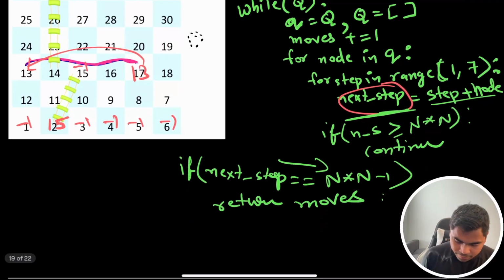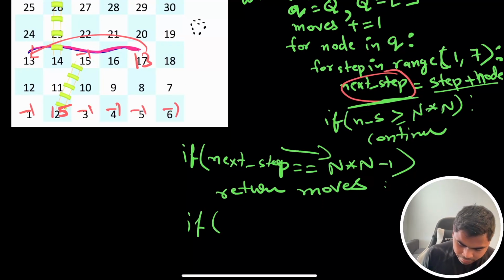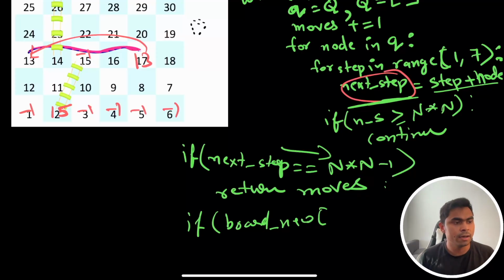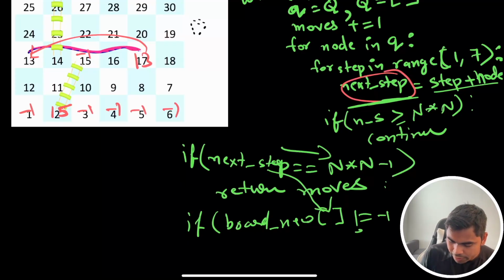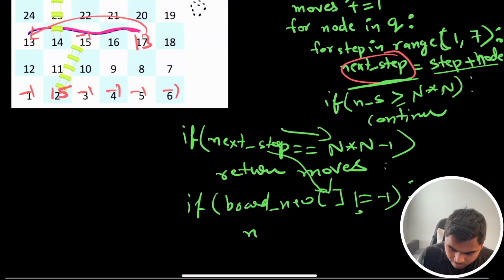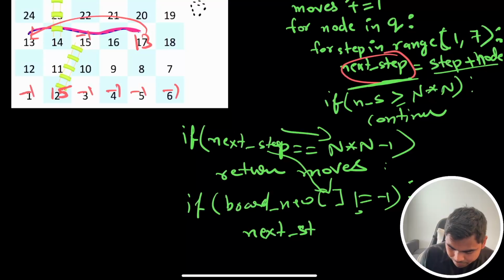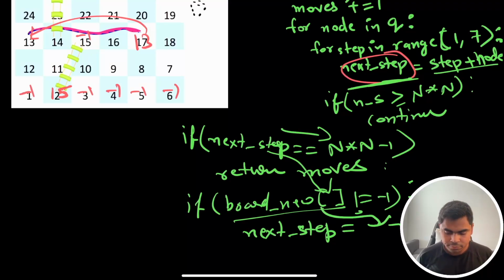Otherwise, we check if in my flattened board, the new board you can call it, this is the new board, by the way, that we just flattened out, and that particular position, next move, if this is not equal to -1, then that means the value, we will be adding that value. So the next step would be that value, this value right here, -1.